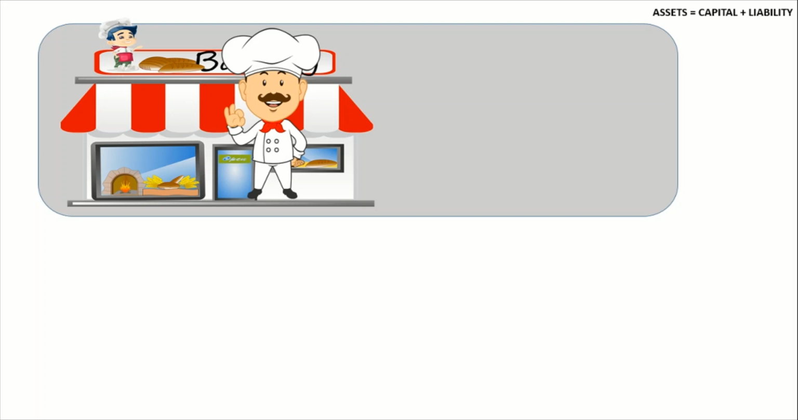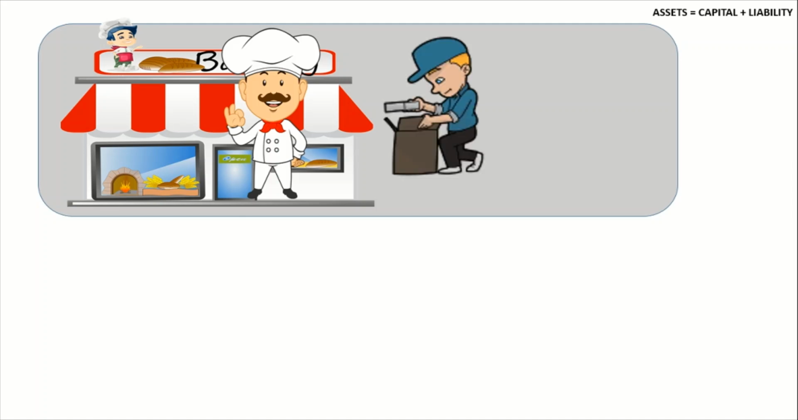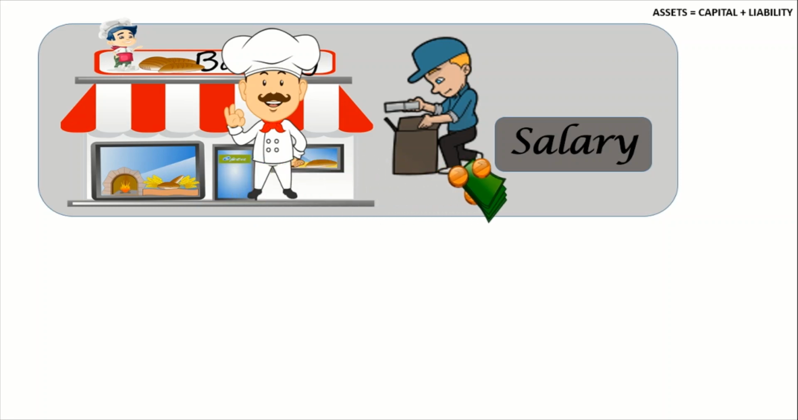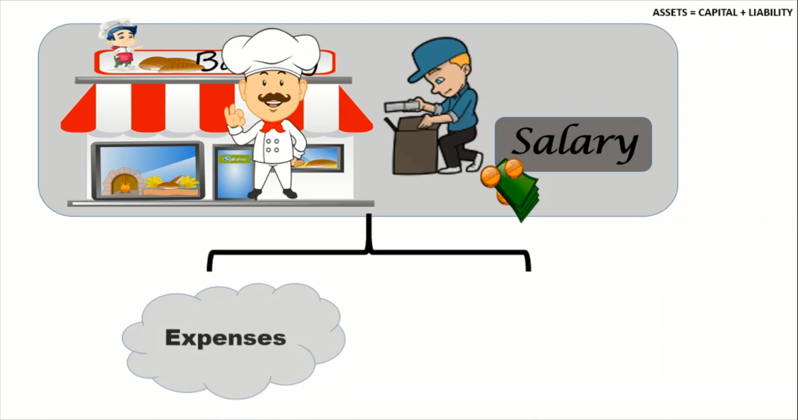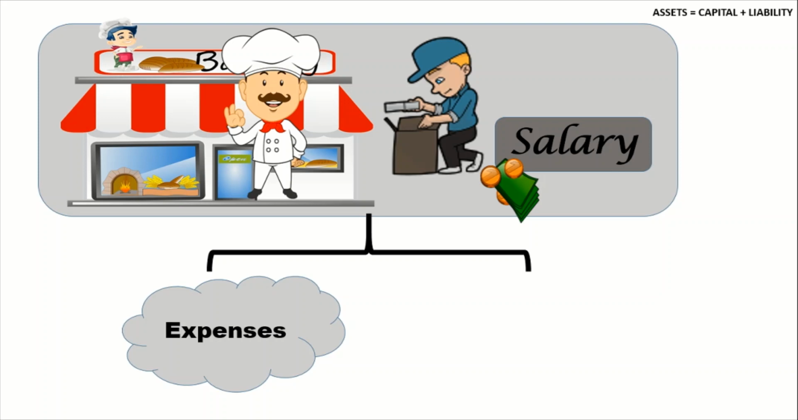Now, Mr. Peter has employed a person for home delivery of his bakery items. So at the end of the month, he pays salary to his employee. The salary paid to the employee. Now let's see how and which accounts it's going to affect. Salary paid to an employee is an expense, and the other account which is going to be affected is cash, because the cash is paid.